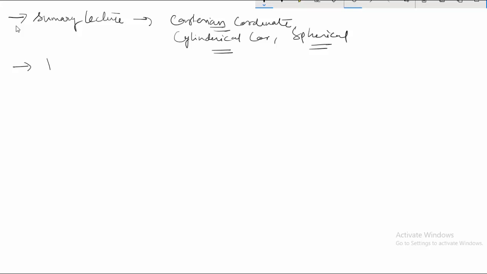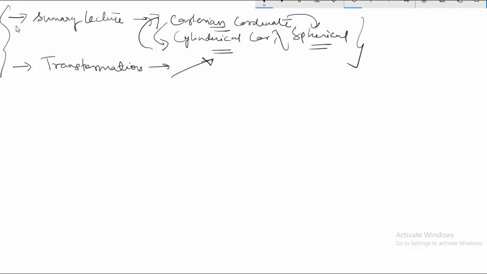Also the transformation equations, whether it's the transformation from Cartesian to cylindrical, or from cylindrical coordinate to Cartesian, or from Cartesian to spherical and spherical to Cartesian. So this transformation is also covered. All the equations of the transformation are covered.